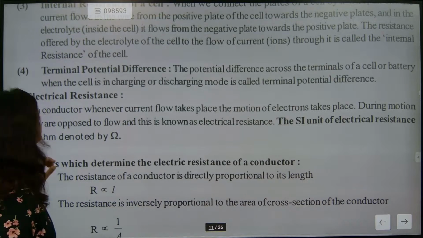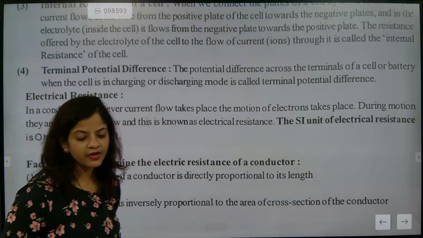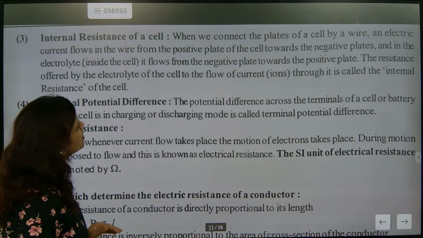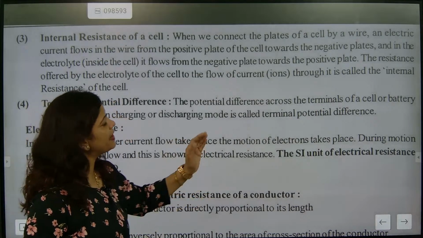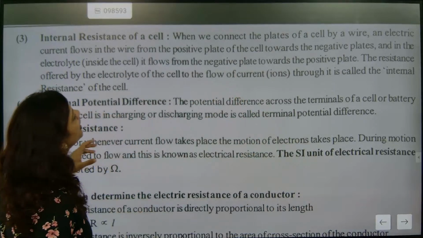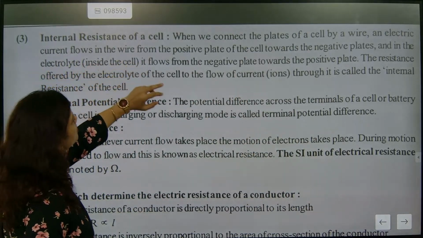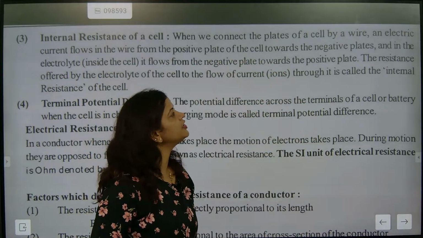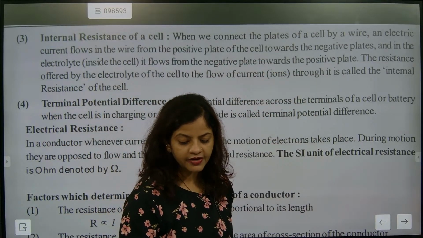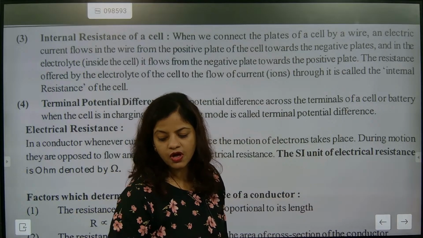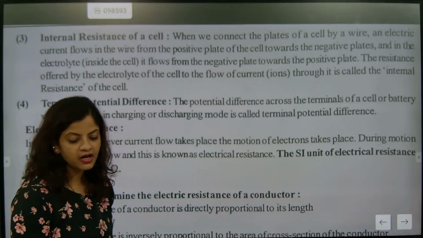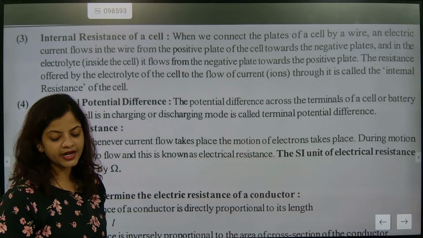Now look here, we are going to talk about some very important sections. The second section is internal resistance of a cell. When we connect the plates of a cell by a wire, an electric current flows in the wire from the positive plate of the cell towards the negative terminal. So from positive terminal to negative terminal, it is exactly going to flow. From which side to which side, beta? Positive terminal to negative terminal.